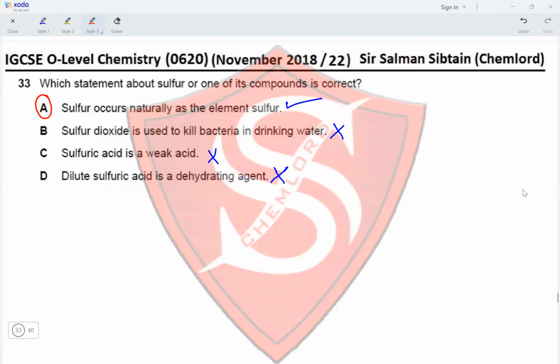Just to make point D even more clear, dilute sulfuric acid is not a dehydrating agent, but concentrated sulfuric acid is, because when it is exposed to water, it gives an H positive ion to water, so it removes water from the surroundings. So that is true for concentrated sulfuric acid, not dilute sulfuric acid. That is why option D is incorrect and option A is the correct option for this question.